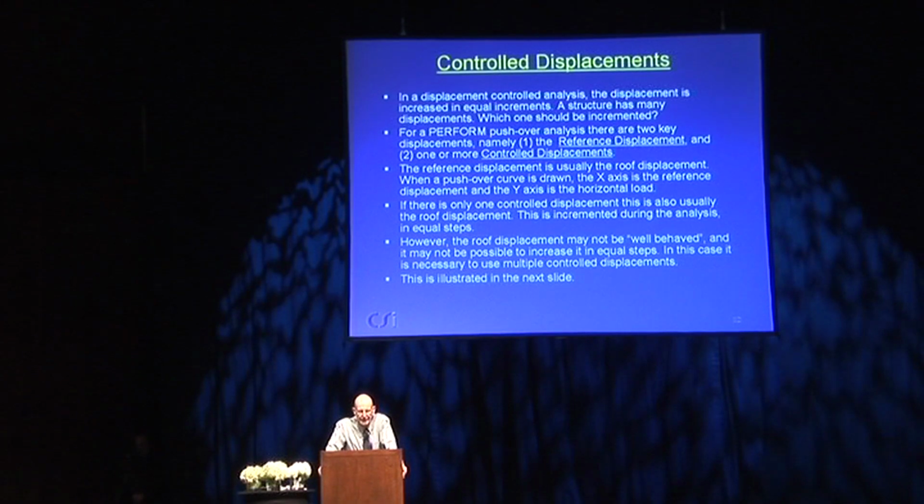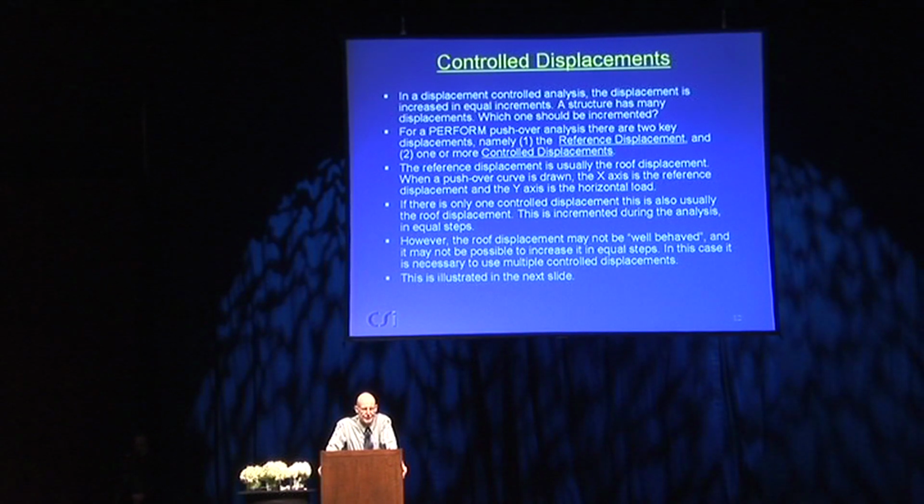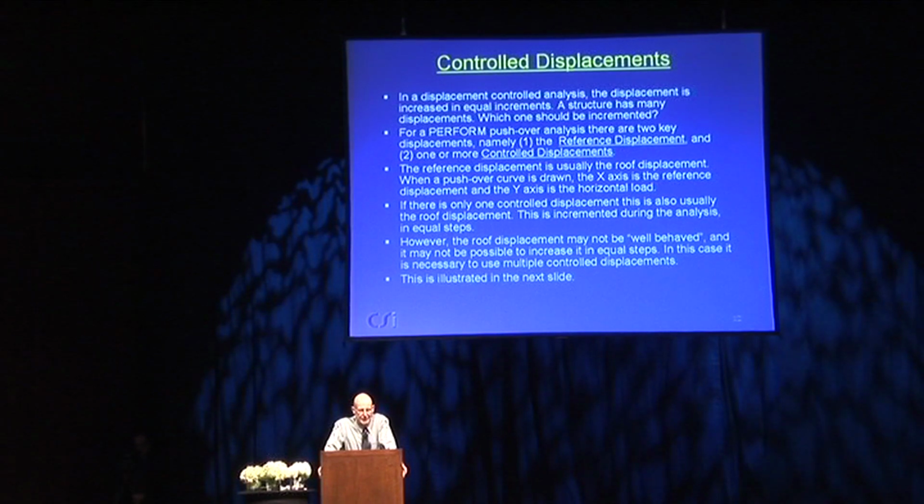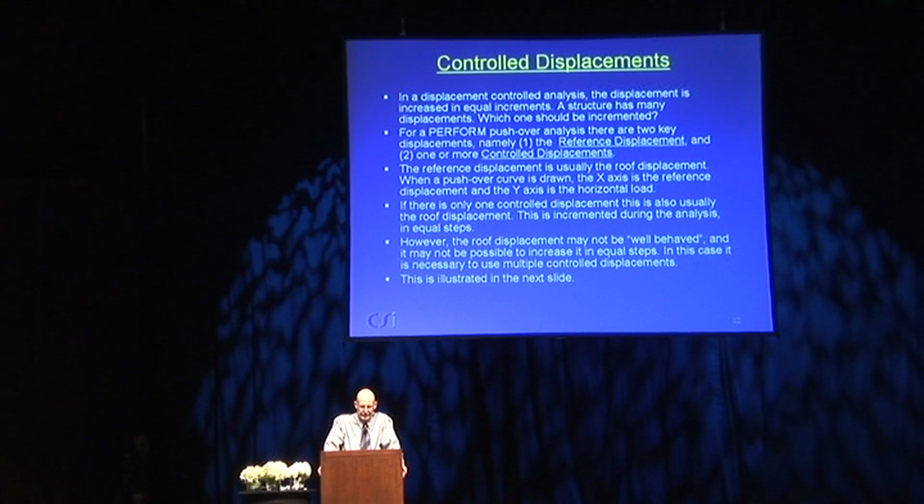If you use only one control displacement, this will be the roof displacement, and this is then incremented in equal steps. But what may happen is the roof displacement may not be well behaved. Without going into more detail on that, let me just illustrate this in the next example.